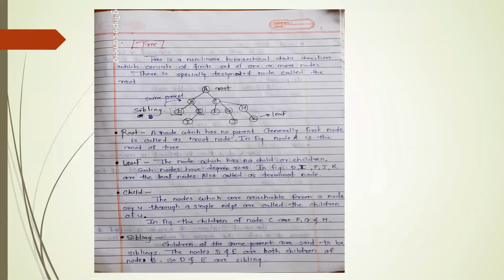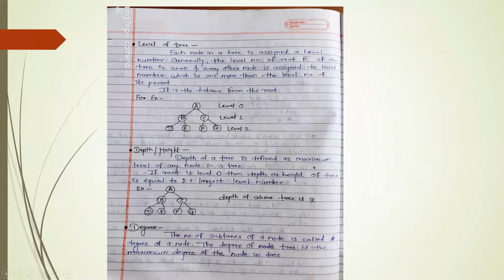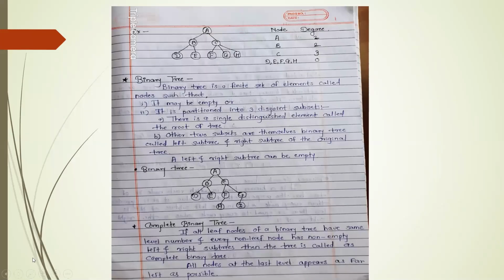of one or more nodes. There is a specially designed node called the root. Root means a node which has no parent. Generally, the first node is called the root node. In the figure, node A is a root node.